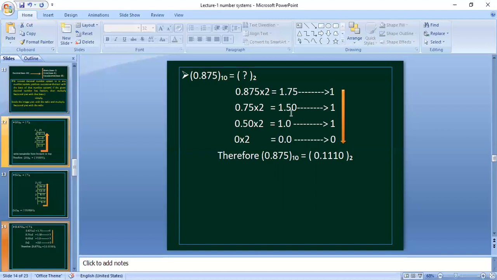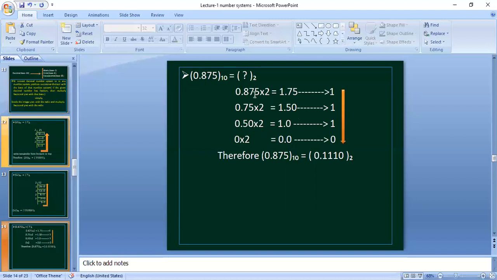That is equal to 1.50. So what is the integer value here? 1. And again the fractional part is multiplied with 2. So what is the integer part here? 1. And what is the fractional part here? 0. So 0 is again multiplied with the destination radix. So we finally get 0.0. What is the integer part here?